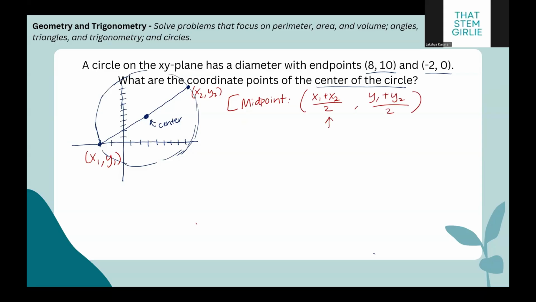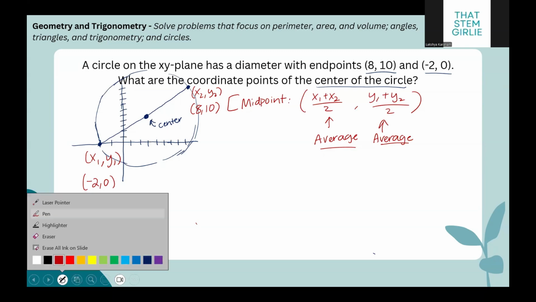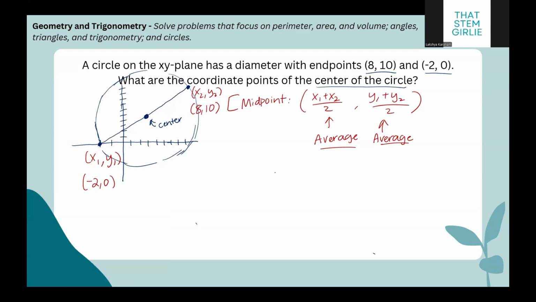If you notice, each of these is basically the average, right? This is the average of the 2 x values, and this one's the average of the 2 y values. So in this case, if we set (negative 2, 0) to be (x1, y1), and (8, 10) to be (x2, y2), let's plug these in to find the midpoint. That is x1, which is negative 2, plus x2, which is 8, divided by 2. And then the y-coordinate is y1, so 0, plus y2, which is 10, divided by 2.